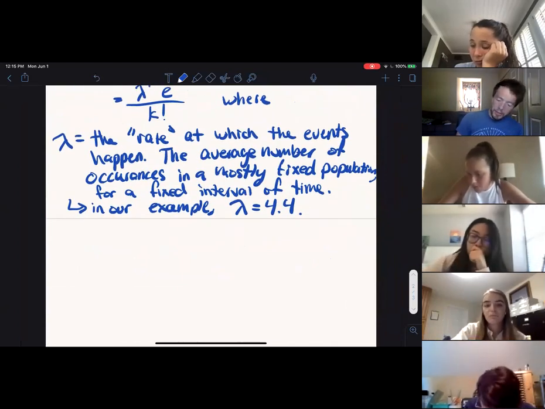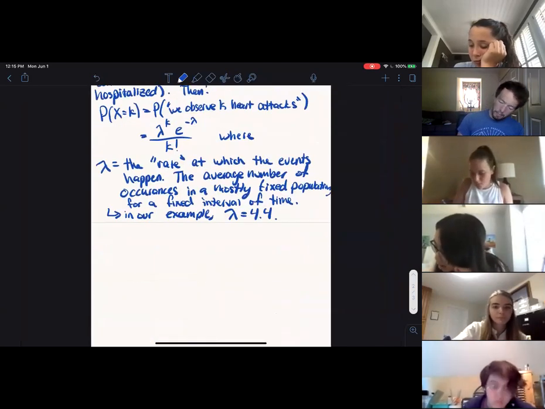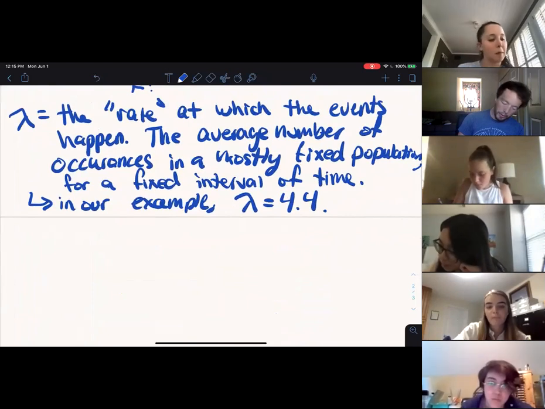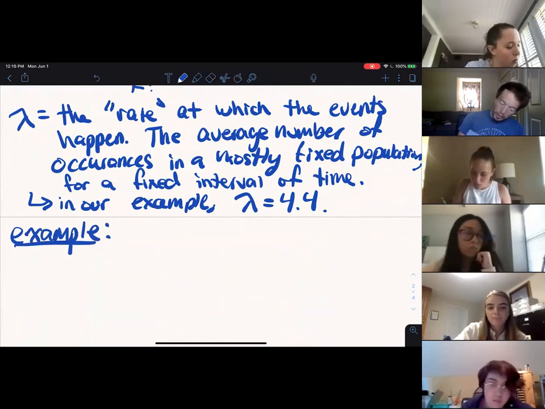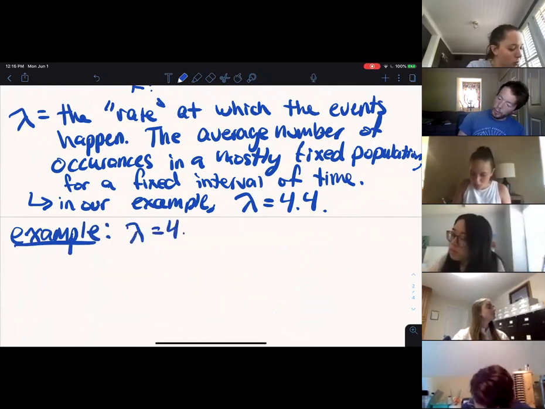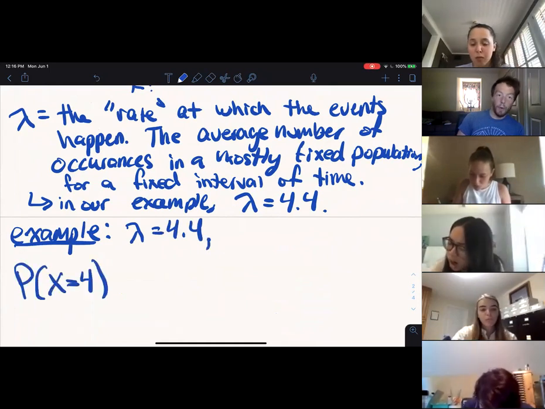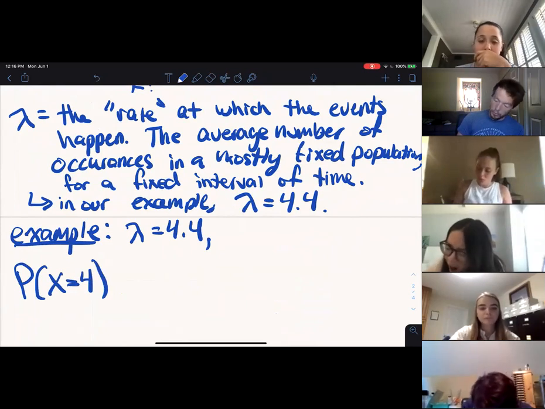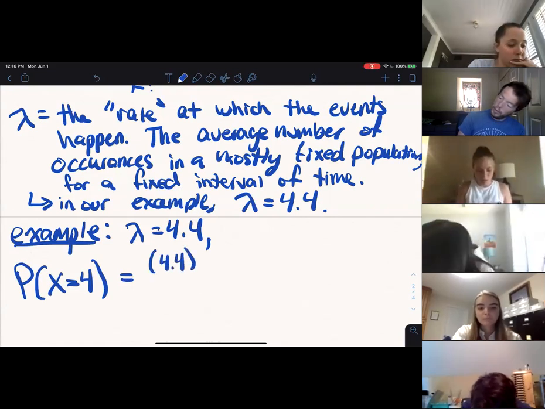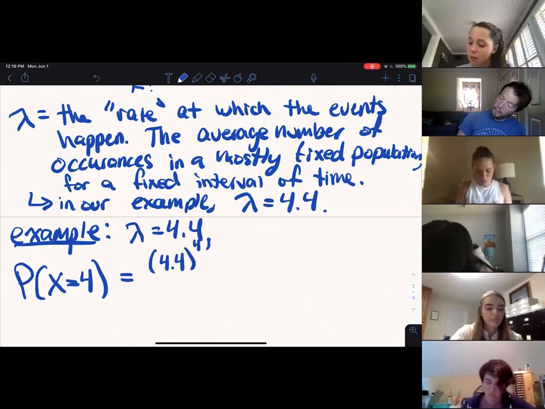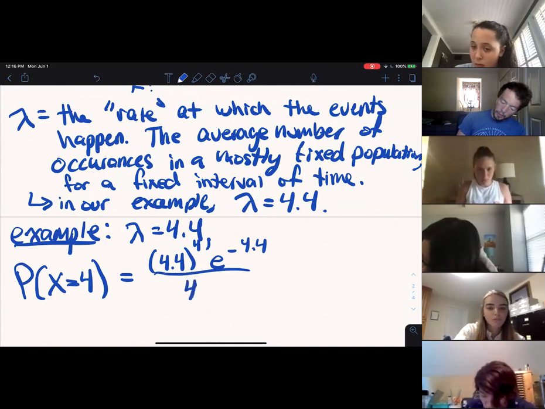All right, so these are sort of the ideas of Poisson. Let's try to see if we can maybe illuminate it a bit with an example, which is, we'll just use the example that I proposed at the beginning. So lambda is equal to 4.4 here, and we want to know the probability that tomorrow we observe 4 hospitalizations for a heart attack, right? X equals 4. So we just plug it into our formula. It's 4.4 to the 4th, lambda to the k, times e to the negative lambda, negative 4.4, over k factorial, which is 4 factorial.